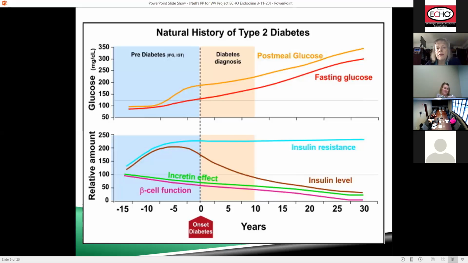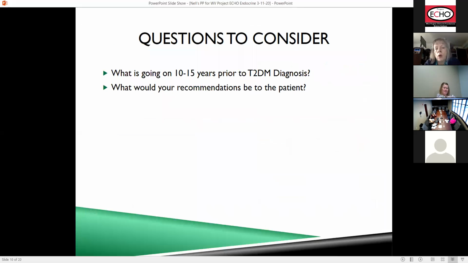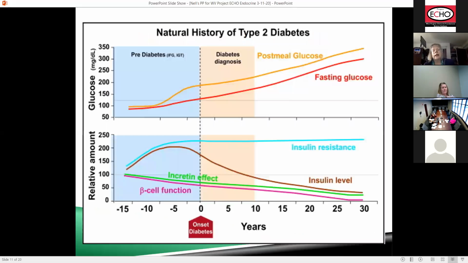So if you could advance the slide, let me see if I can do it. Well, it's not working for me, but if you would advance the slide, because I have a question or two for us to consider. So thank you. What's going on 10 to 15 years prior to diagnosis? What can we do with the patient? What can we talk to the patient about? So advance the slide again, and we'll go back to the chart.